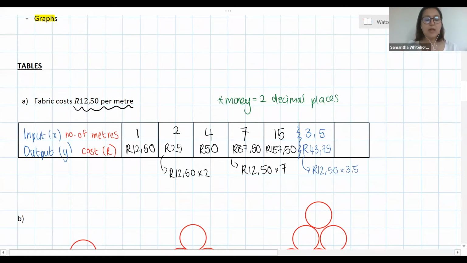Just quickly, unless I ask you to round off to the nearest 10 cents, you will leave it as 75 cents. We won't round it off to 80 cents, nor would we round it off to 44 Rand unless I specifically said round off to the nearest Rand. It's something to bear in mind, and it's such a silly thing, but we don't want to lose marks over silly things.